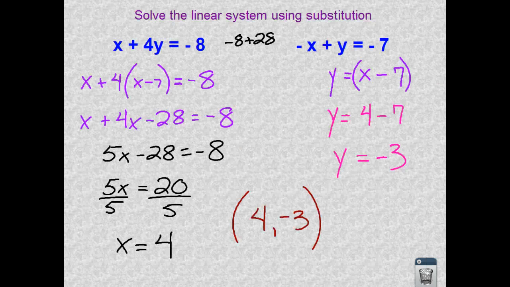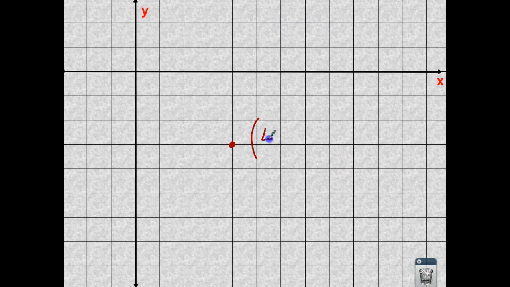If you want to go and put both of these into slope-intercept form and graph them, you'll see that the line runs through this point called 4, -3.